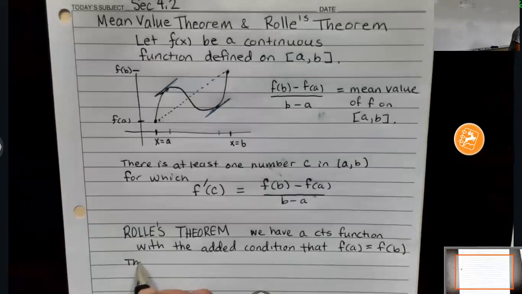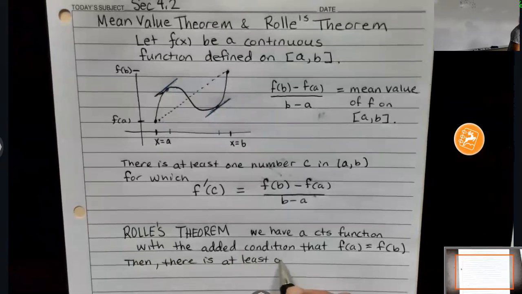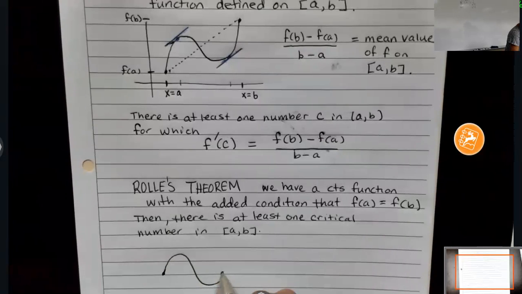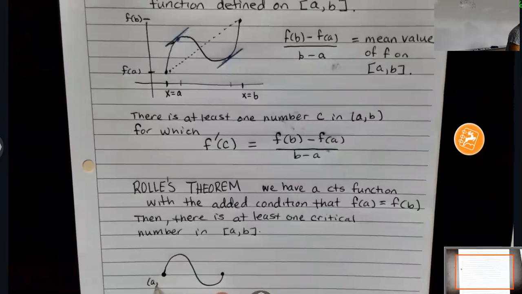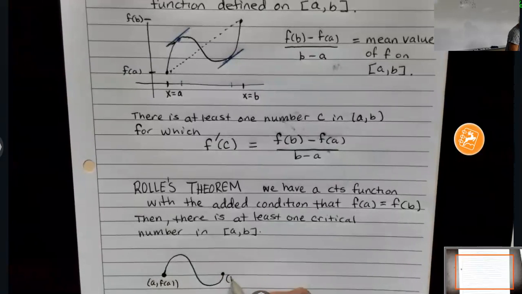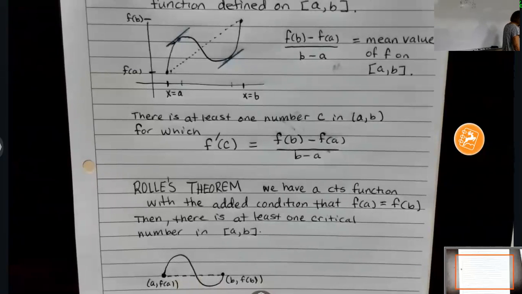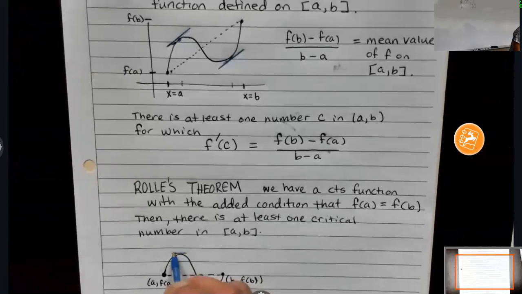Then there is at least one critical number in the interval from a to b. Because we'll have our continuous function, maybe something like this. f of b is the same as f of a, which means that average value is going to be 0. Change in y over change in x will be 0 over the change in x. And so in my picture, places look like about here and here.